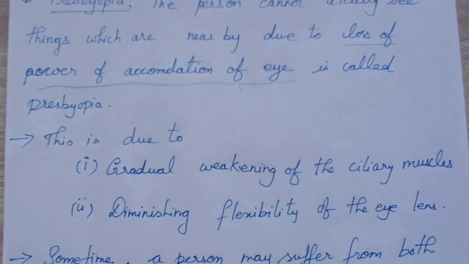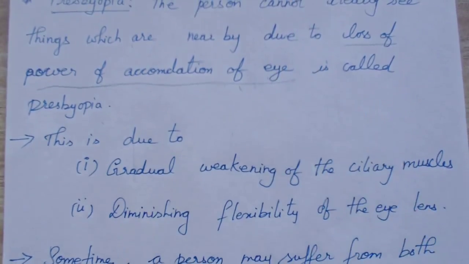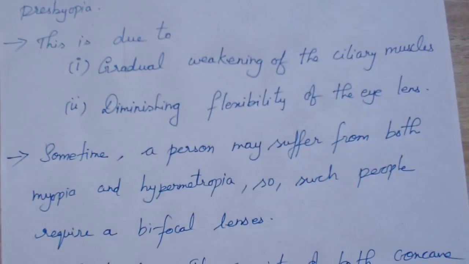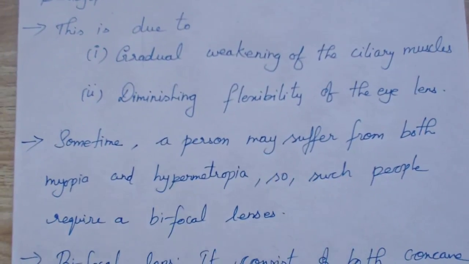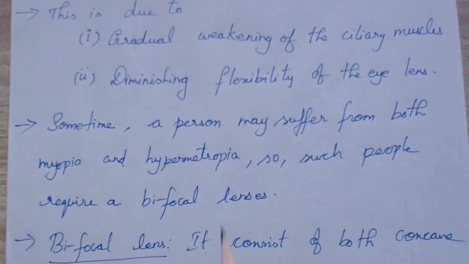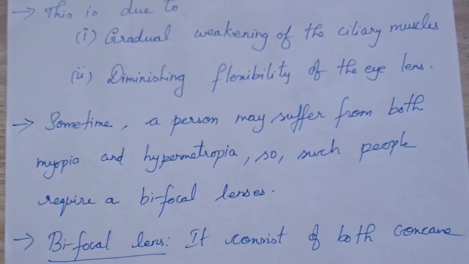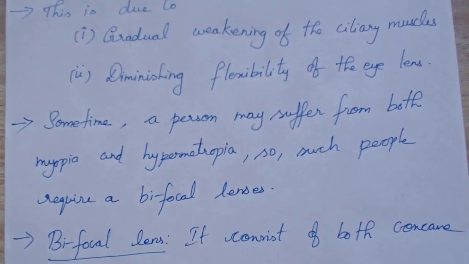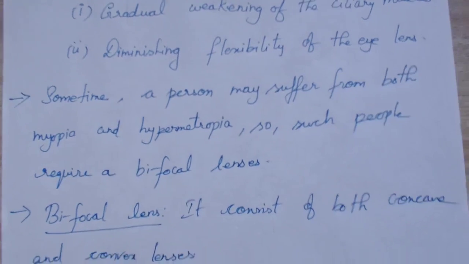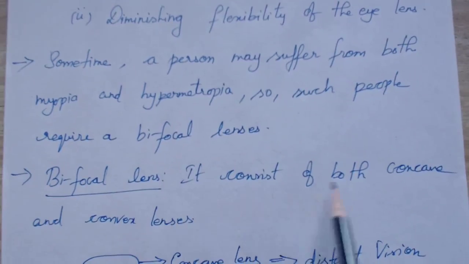Here also they are not able to see the nearby things, but the reason for this is loss of power of accommodation. Sometimes some people may suffer from both myopia and hypermetropia. For those people, they require bifocal lenses. Bi always means two. Bifocal lens means it consists of both convex and concave lens.